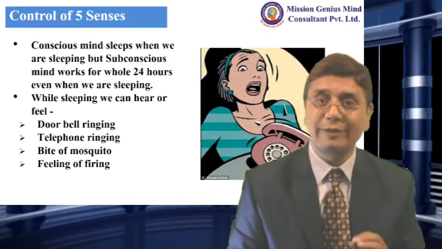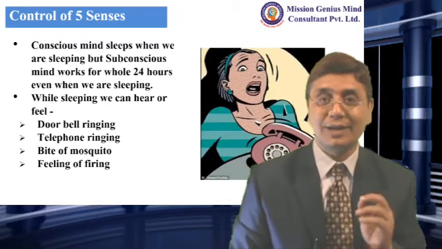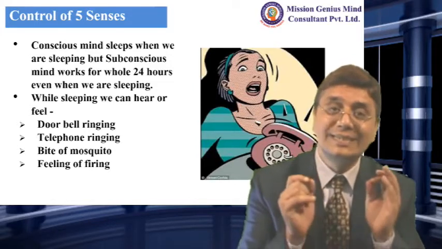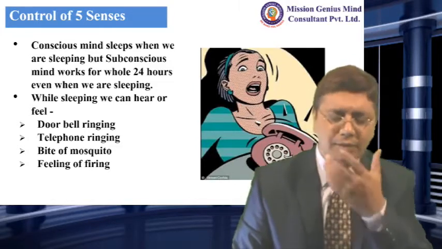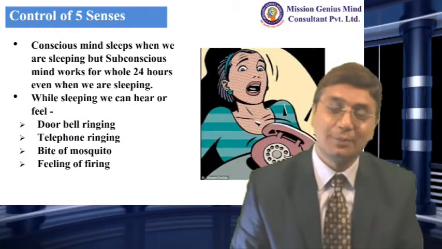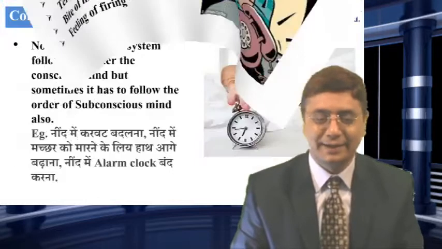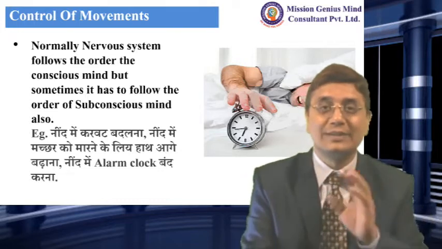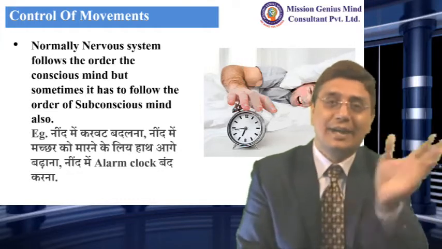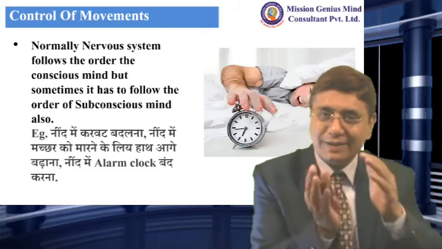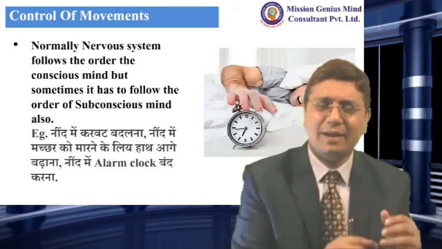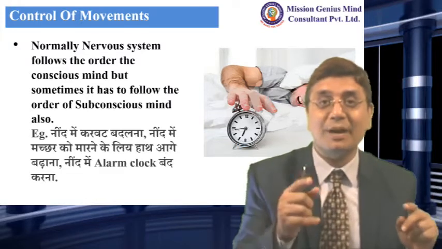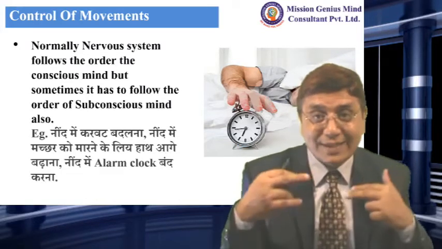Now this is a very, very important part to understand: the subconscious never sleeps. Every moment it is doing something. Even while the conscious mind has gone to sleep, the subconscious is still active. And it controls our movement. While sleeping, our hand automatically moves. For example, there's a mosquito, the hand goes there and removes the mosquito. Sometimes we just stop the alarm and sleep back. All this happens by the power of the subconscious mind. We should understand this very clearly.